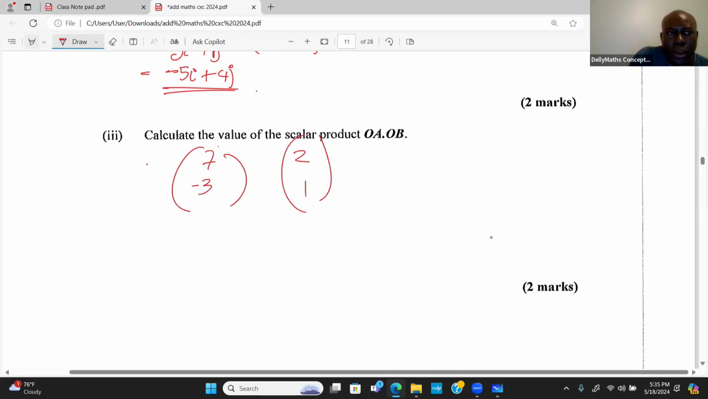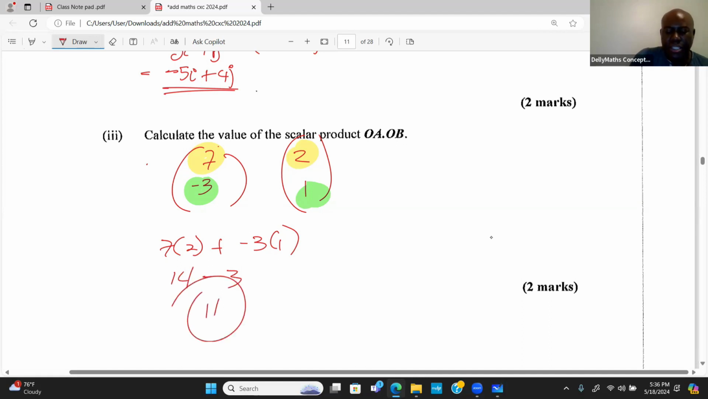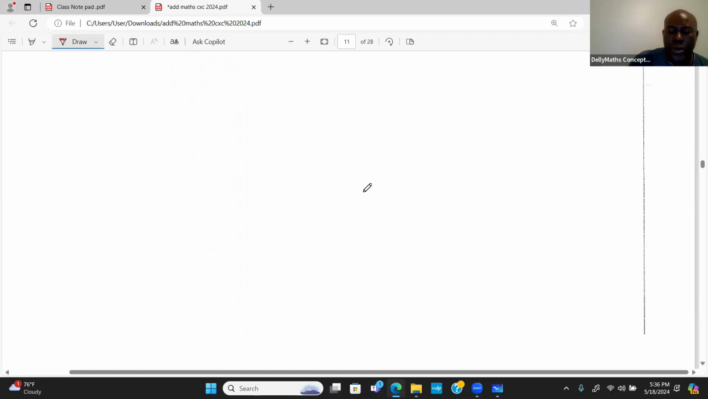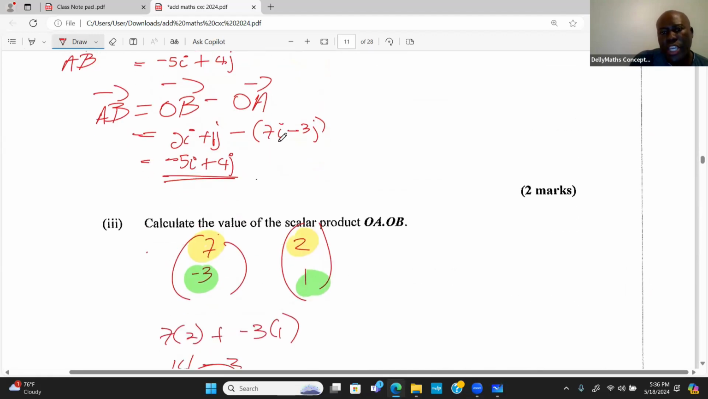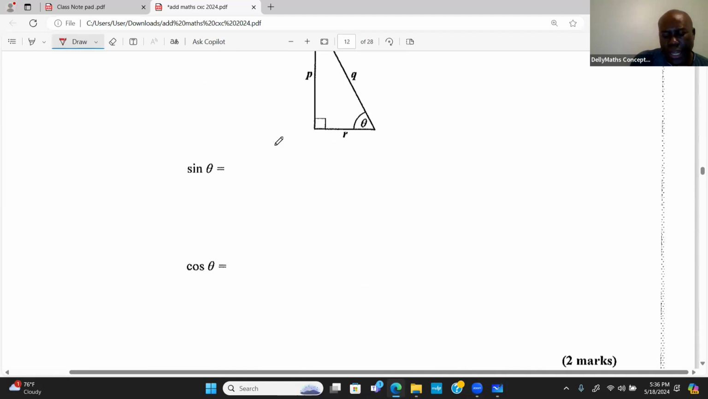So basically then we're going to multiply this times this plus the result of this times that. So that is all we're doing. In other words, 7 times 2 plus negative 3 times 1. And whatever we get here, this is 14 minus 3. The final response is 11. So the scalar product of OA and OB is going to give us 11. And we're done. That's a 2-mark question. If you remember everything you need to remember, you shouldn't have a problem with these.